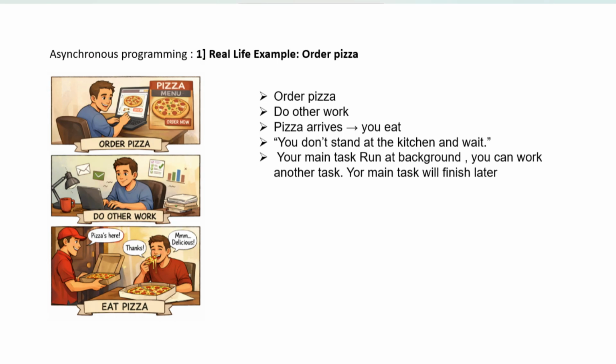Real life example number one of asynchronous programming: order the pizza. Here you will see one person is ordering a pizza. He will order the pizza. He will not wait for it to be delivered. He will do other work, and after a few times the pizza will arrive.